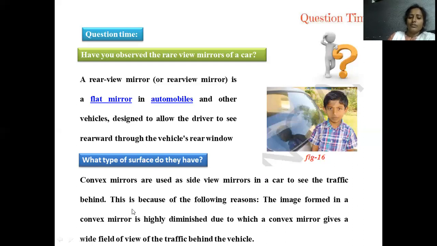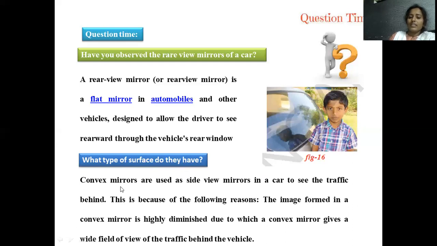And next we are going to discuss what type of surface they have. What type of surface do these side mirrors have? Side mirrors are made up of convex mirror, that is bulged outside, and the curvature is outside. A dome type of structure will be there. If it is curved inside, that is said to be a concave mirror. So inside the car, you can find that. Outside the car, you can find this convex mirror.